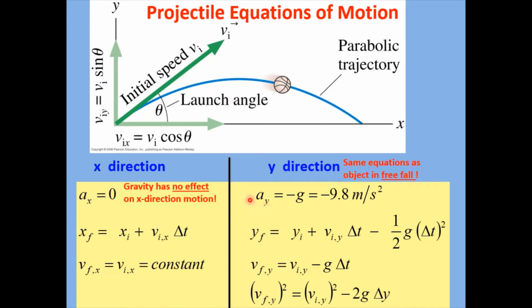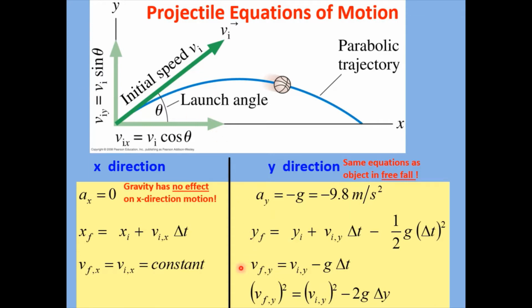So in the y direction, the acceleration is that due to gravity. So of course it's in the downward direction. So our acceleration in the y direction is minus g, and g of course is 9.8 meters per second squared. So our position formula in the y direction is given by final y position is equal to initial y position plus v sub iy, which remember was found over here, v_i times sine theta, times the time, minus 1/2 g delta t squared.